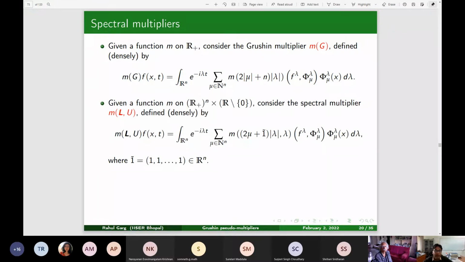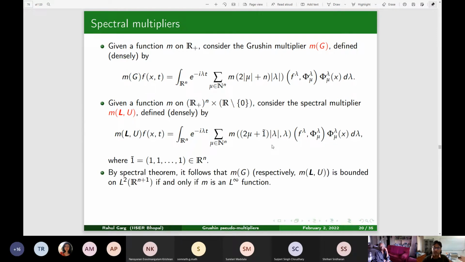Similarly, in the joint calculus, if I'm working with bold L, which is L1 up to Ln, and U. So I will take this notation, I am reserving just for multi-index. So 1 tilde for me is 1, 1, 1, 1, 1, n times. So this notation is 2 mu1 plus 1 mod lambda, comma, 2 mu2 plus 1 mod lambda, comma, and so on. So these are my n vectors, and then this is the n plus 1th. So this is my function, right? I'm writing eigenvalues of L and eigenvalue of U, and I'm defining a function of that. So I have a function on R plus n cross non-zero reals. Using the spectral theorem as usual, M_g or M_LU will be bounded if and only if M is L infinity.